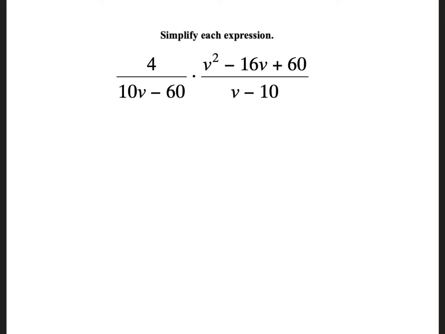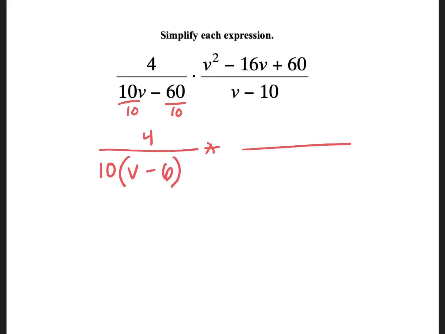Before I do that, I need to factor out anything I can factor out. So on the top we have a 4, that'll stay. On the bottom of our first fraction, I'm looking for a GCF. What can I divide both 10v and negative 60 by? You should be able to divide them both by 10. You can. So I'm going to put my GCF out front, which is 10. 10v divided by 10 just gives me v. Negative 60 divided by 10 gives me a negative 6. We're going to do the same thing for the second one, factor the top and the bottom.